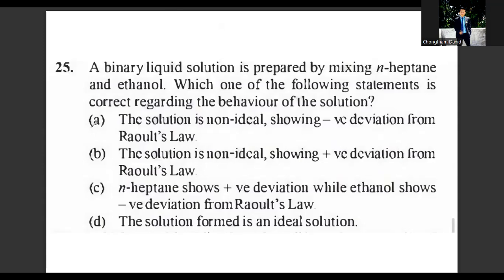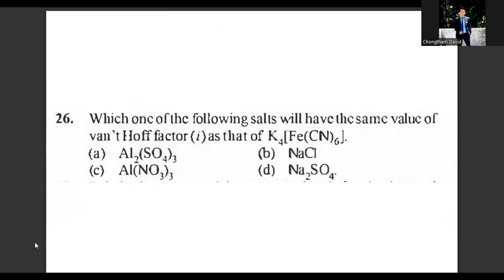For this solution, the intermolecular interactions between n-heptane and ethanol are going to be weaker. I'm talking about option B. It shows positive deviation from Raoult's law, because the solution of n-heptane and ethanol is non-ideal. Non-ideal solutions will not obey Raoult's law. So option B is the answer to question number 25. I hope it's understood. Okay, question number 26.